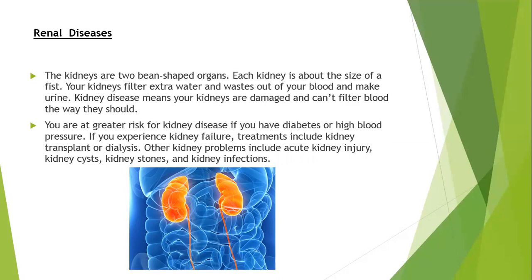Kidney disease means your kidneys are damaged and can't filter blood the way they should. You are at greater risk for kidney disease if you have diabetes or high blood pressure. If you experience kidney failure, treatments include kidney transplant or dialysis. Other kidney problems include acute kidney injury, kidney cysts, kidney stones, and kidney infections. So basically, in this chapter, we'll be discussing the physiology and also the pathophysiology of the kidney.